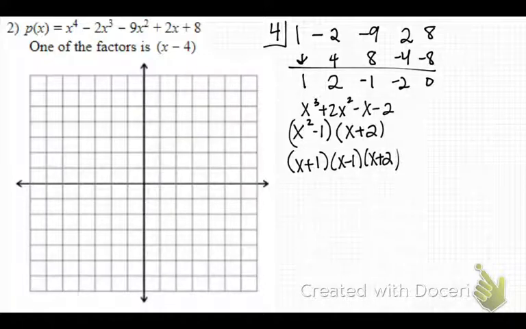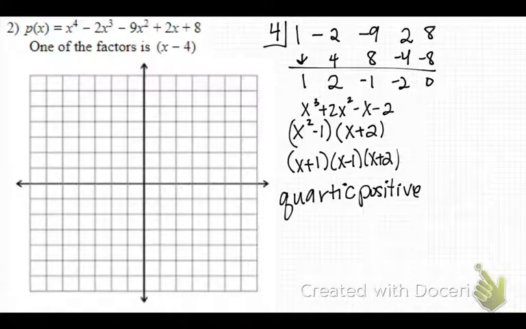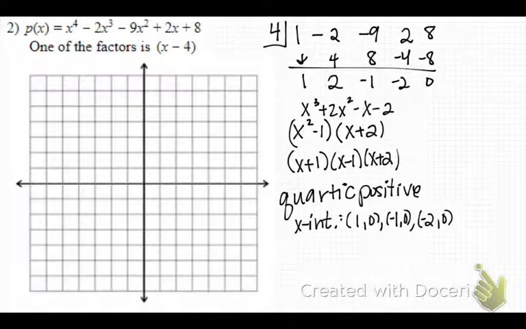Did you all get that? If not, what questions do you have right now? Or did you get that? Okay. So this is a quartic positive. My x-intercepts are 1, 0, -1, 0, -2, 0, and 4, 0.